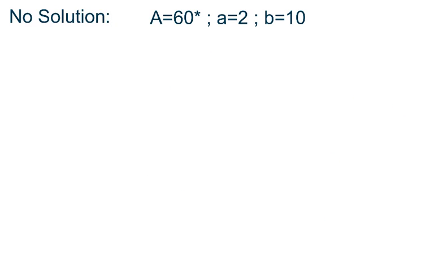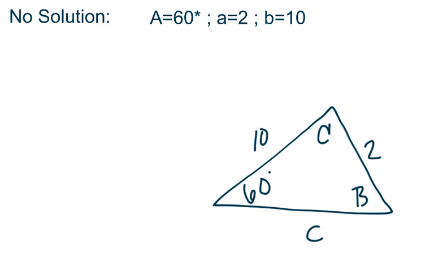This is an example of a law of sines problem with no solution. Our given information is that angle A equals 60 degrees, side A equals 2, and side B equals 10. Once again, the first thing I'm going to do is draw a diagram to make sense of this information. When I draw my diagrams, I don't worry about trying to make them to scale. I just draw in a triangle and fill in the variables.